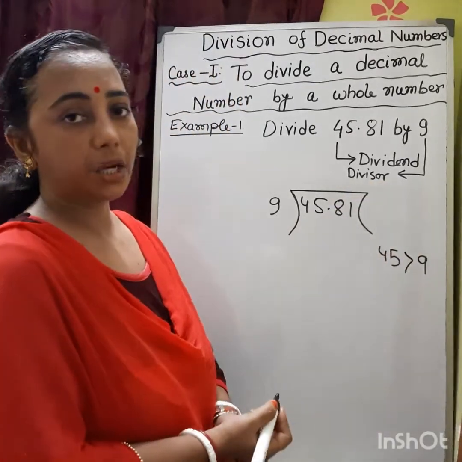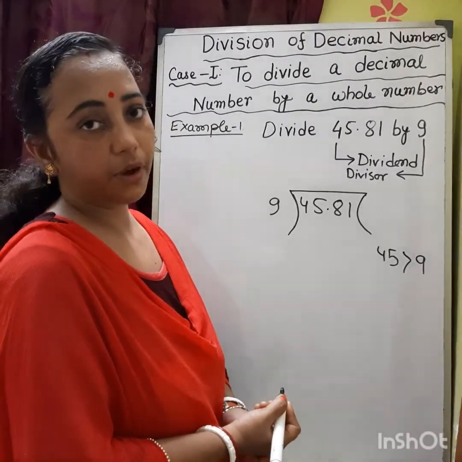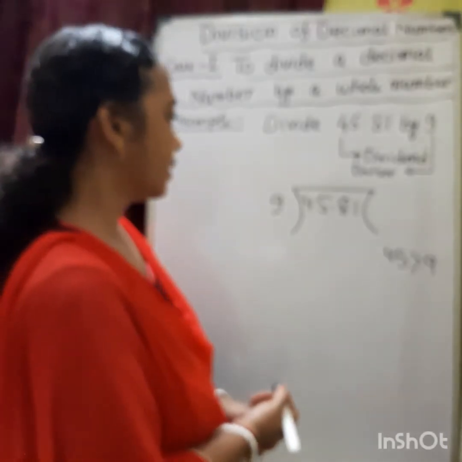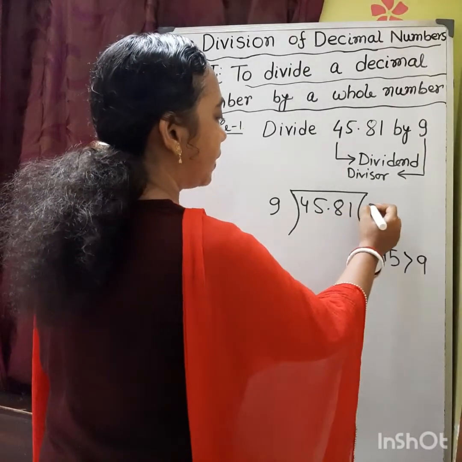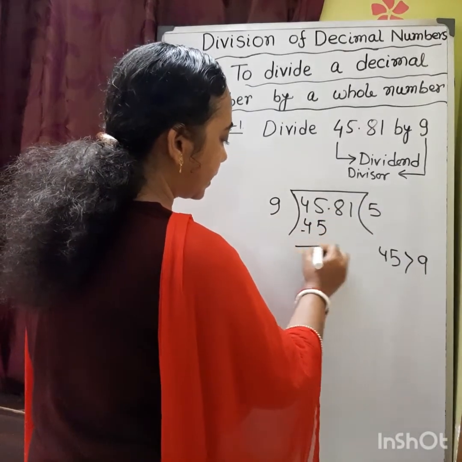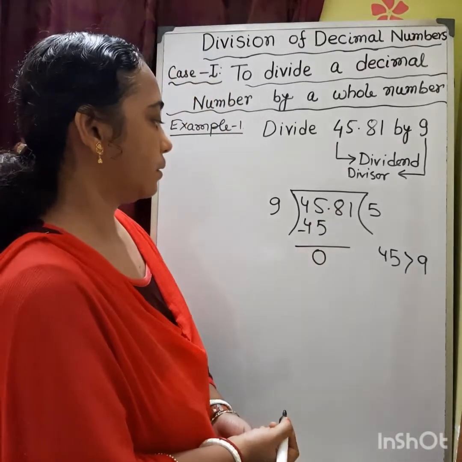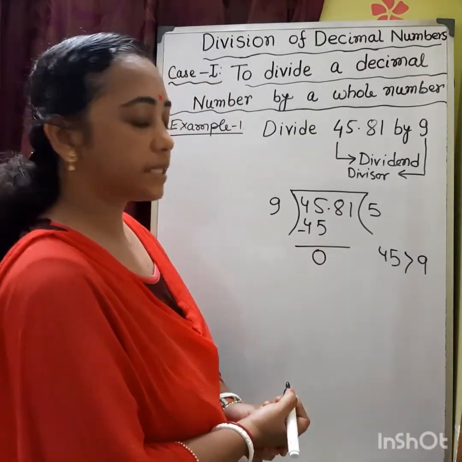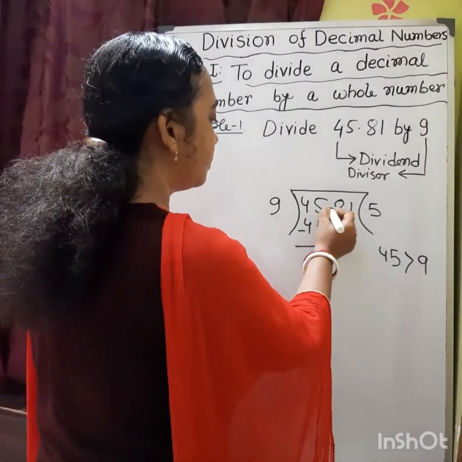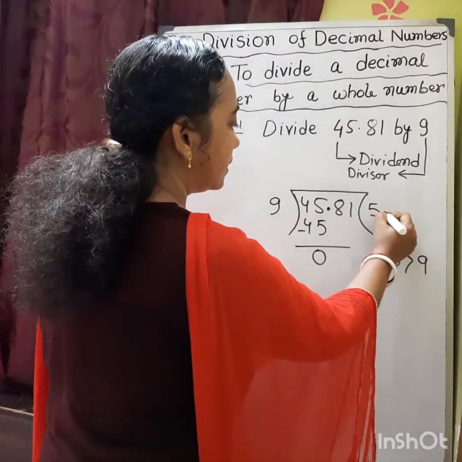So here we divide the whole number part first by the divisor, as we are dividing a whole number by another whole number. We know 9 fives are 45. So here we write 45, then we subtract them. So we get 0. There is no other number left in the whole number part. After that there is one decimal point, so we put the decimal point in the quotient also.